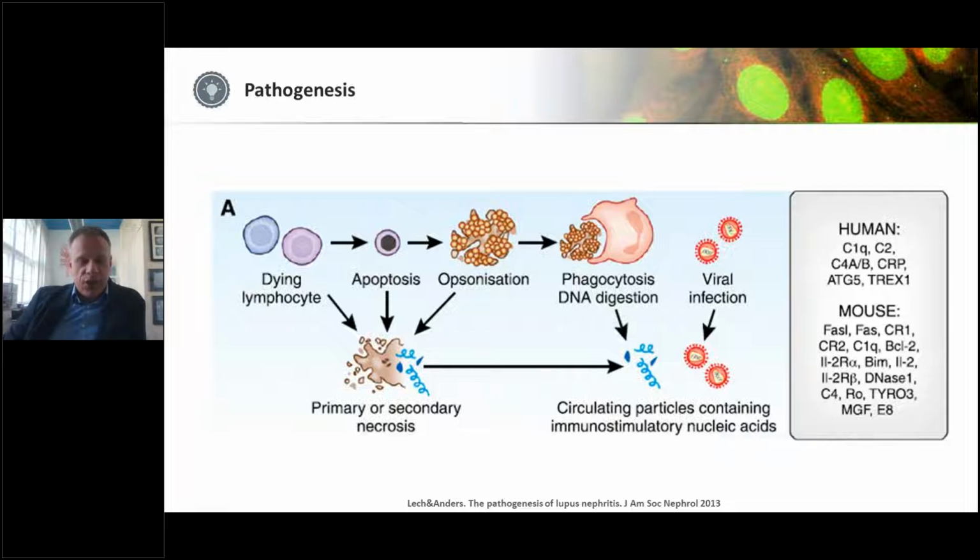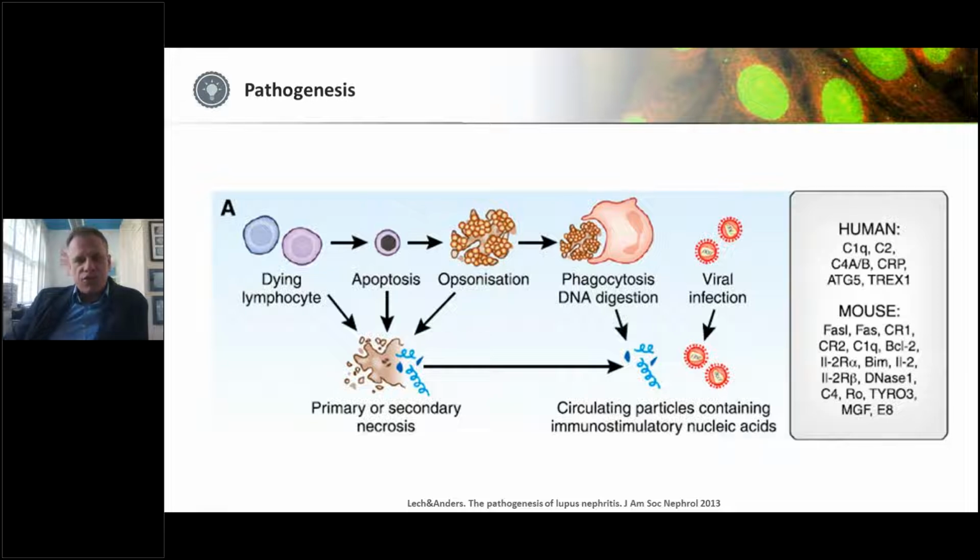So lupus patients are normal people, but they have one problem. They cannot keep their nuclear material away from the immune system. This is what is usually the case. Nuclear material is usually encapsulated in the cell nuclei, and through a proper cell death of apoptosis, this nuclear material is kept away from the immune system. Apoptotic bodies are phagocytosed by macrophages and neutrophils without the nuclear material entering the extracellular space.